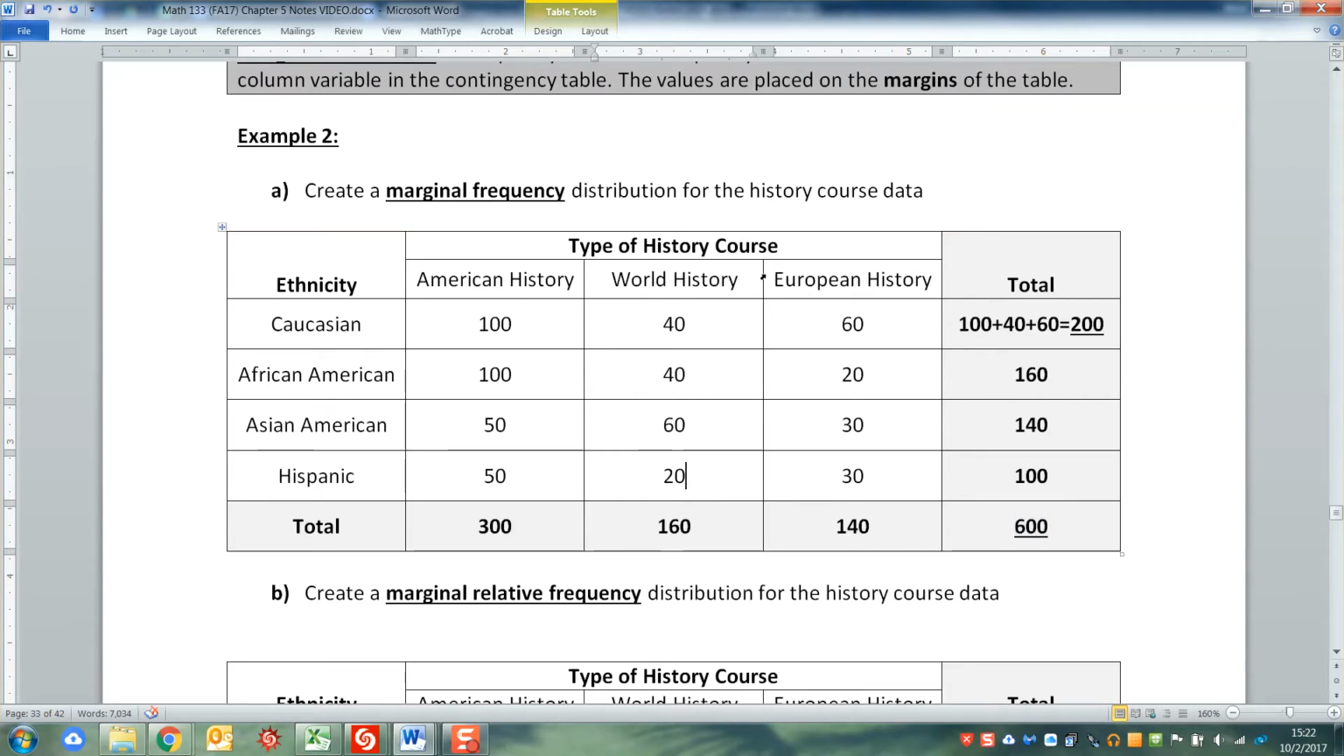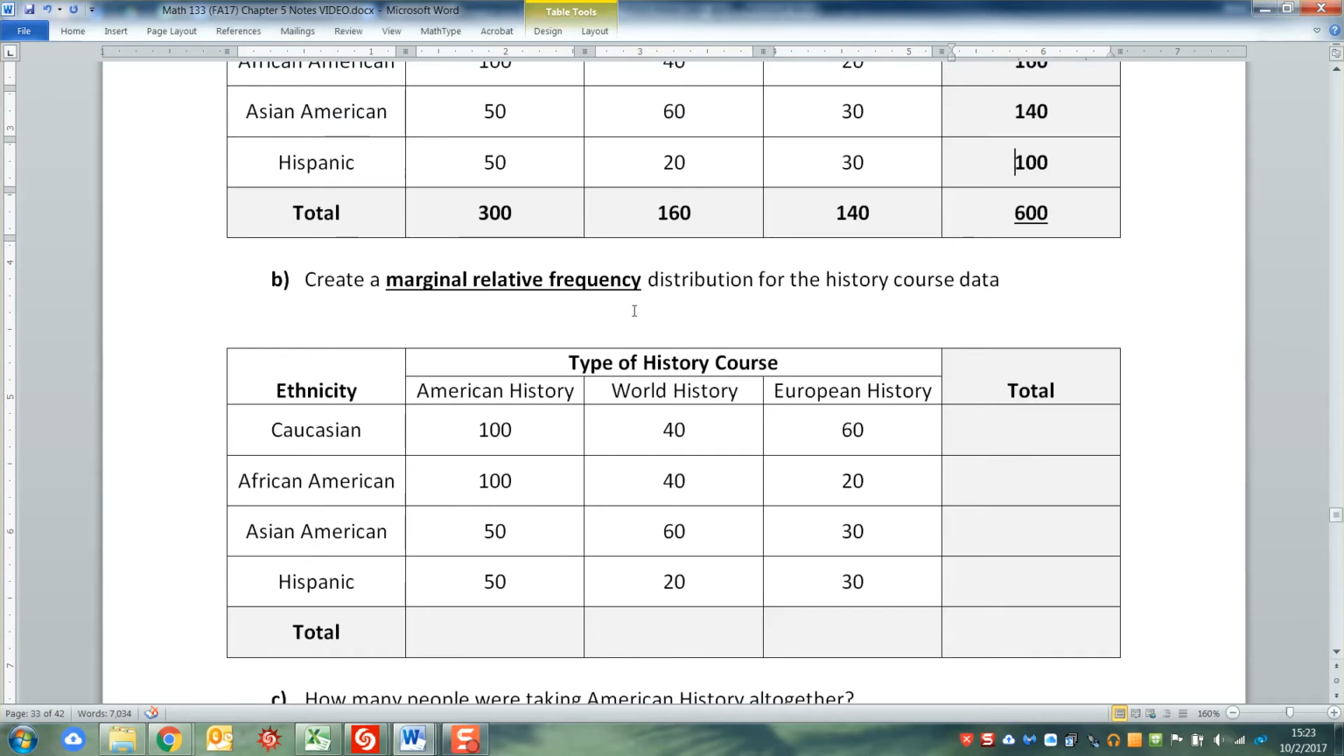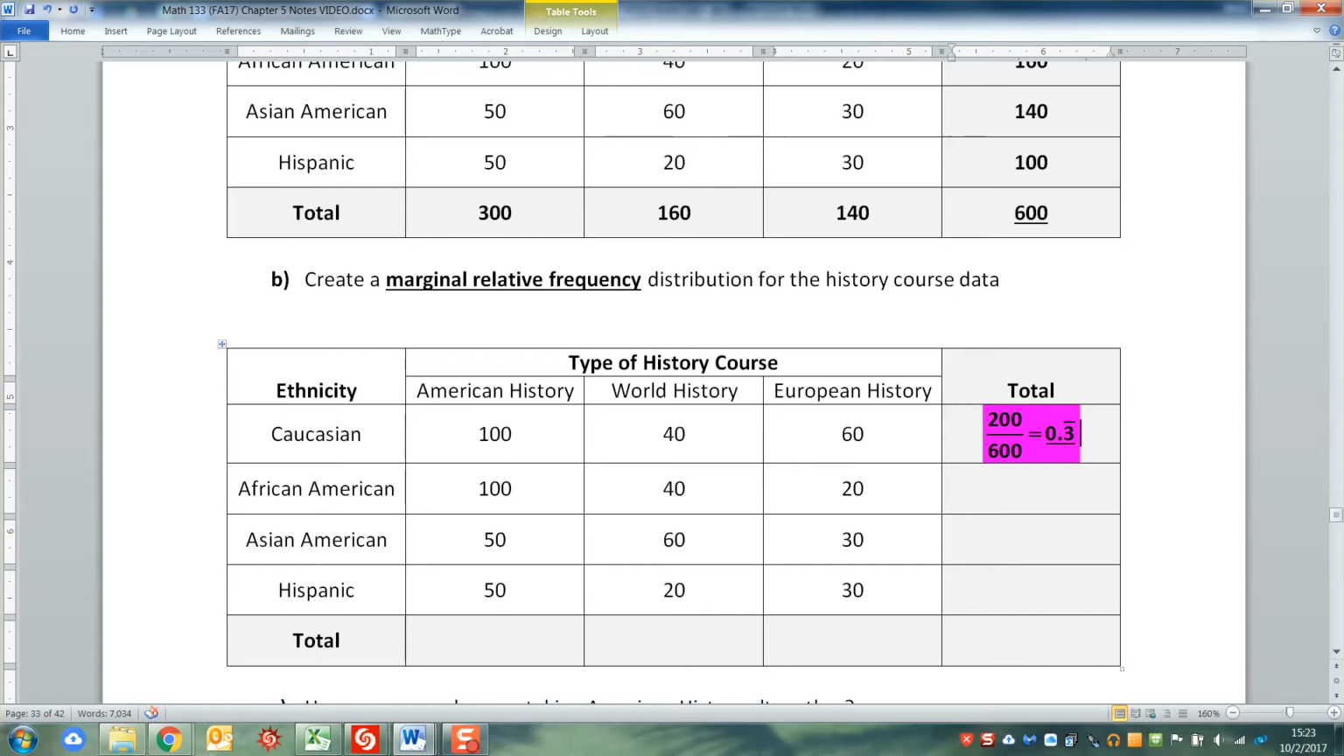All right, so I made a marginal frequency distribution, right? A whole number of frequencies, I just add them up. Add up the rows, add up the columns, simple as that. Now I'm going to do the same thing, but with a marginal relative frequency. So I'm still writing in the margins, but I want to find how frequent each column and row was in relation to the group. So for example, this one right here at the top, well, there were 200 here, but it was 600 total, right? So this would be 200 divided by 600, which would be 0.3 repeating, like that.